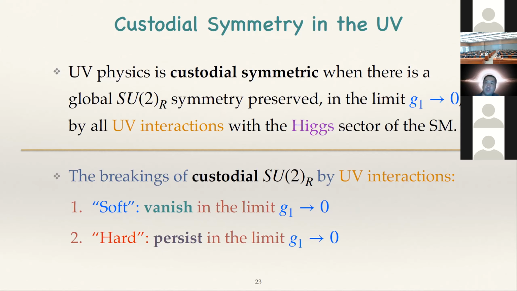First is the gauging of hypercharge. And the second is the Yukawas, right? The Yukawas of up-type fermions and down-type fermions are different. They have a difference that breaks custodial symmetry. And the gauging of hypercharge is tolerated. So we think it's persisted in the Standard Model, so no problem. So we are focusing on the hard breakings.